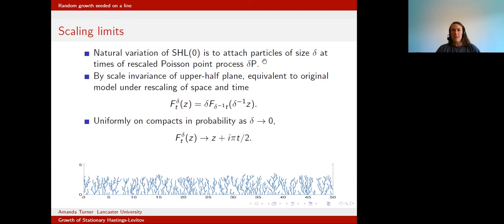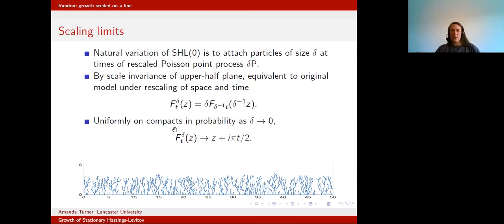Well, we can just attach particles of size delta and attach them at times of a rescaled Poisson process, delta P, where P is our original Poisson process of rate 1. And just by scale invariance of the upper half plane, it's equivalent to the original set of maps F under rescalings of space and time. So we rescale time by delta to the -1, corresponding to this Poisson process rate changing, rescale space again corresponding to the Poisson point process changing, and then multiply the delta in front corresponding to the particles being of size delta. So each particle needs to be squashed down a little bit.